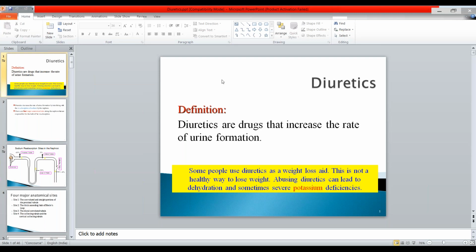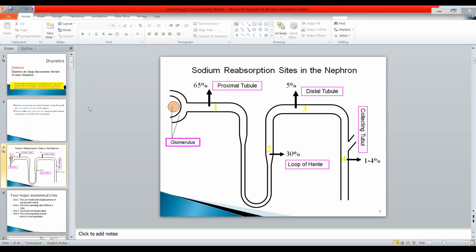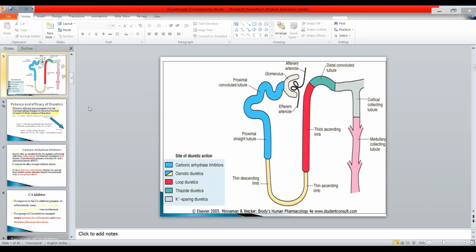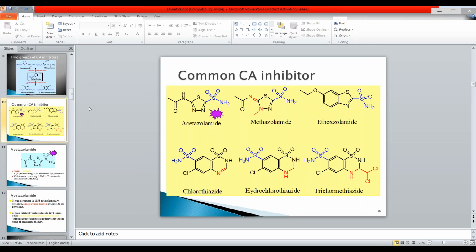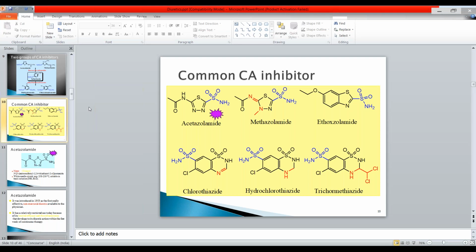Okay, we next move on to the mechanism of action of these carbonic anhydrase inhibitors. So take down mechanism of action. The carbonic anhydrase enzyme is of two types.